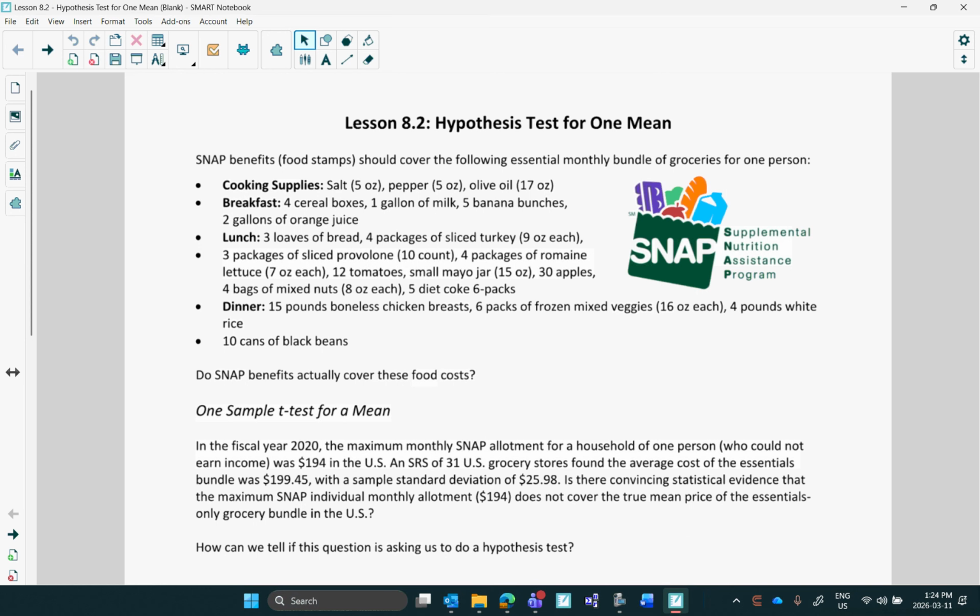So, hypothesis test for one mean. Again, we're going to do it the long way, and then the shorter graphing calculator way, using the 4-step solution method. And this time, our example, we're going to talk about something called SNAP benefits in the States. Basically, it's like food assistance for those people that need it. It stands for Supplemental Nutrition Assistance Program.